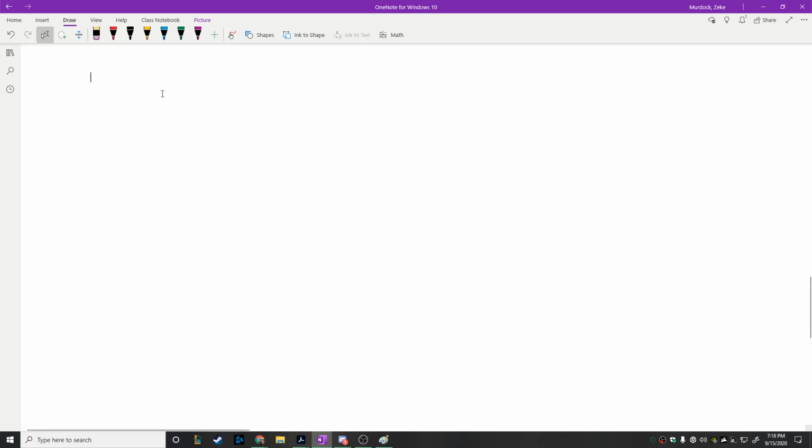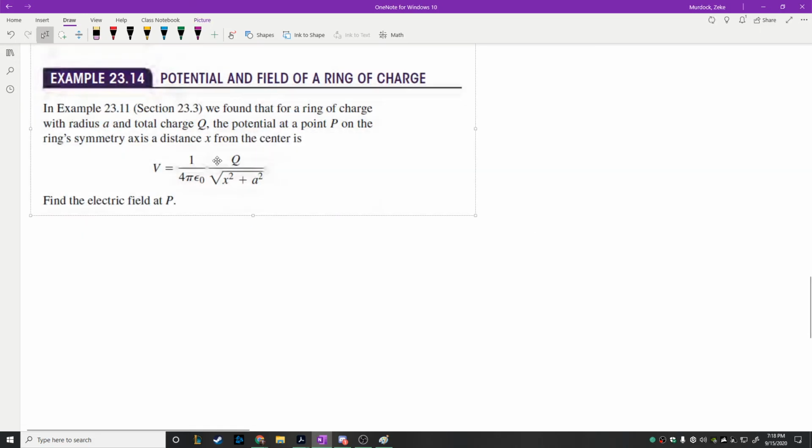So, we proved in the first problem we did today, example 23.11, that for a ring of charge with radius a and total charge Q, the potential at point P on the ring's symmetry axis at a distance x from the center is this. Like, that's the first thing that we did. Now we want to find the electric field at point P. Okay?